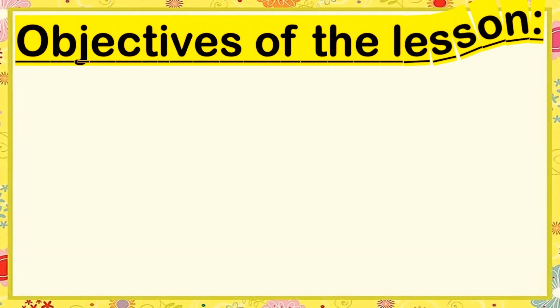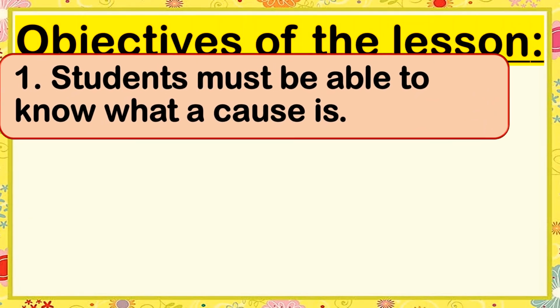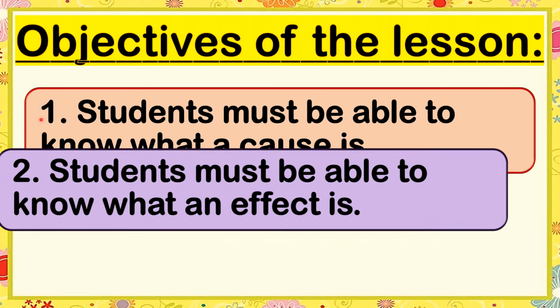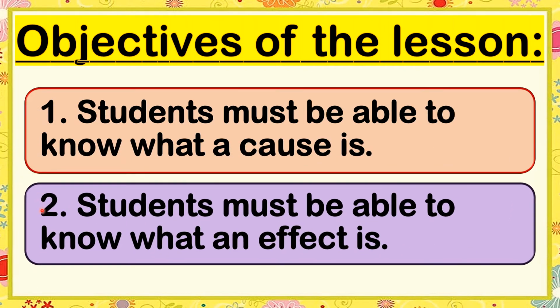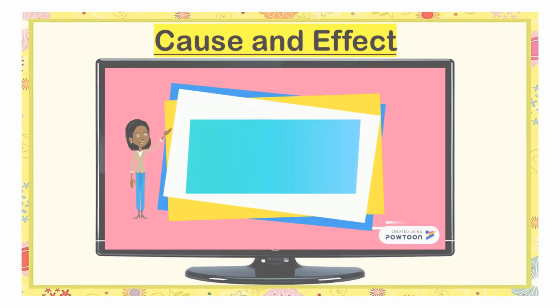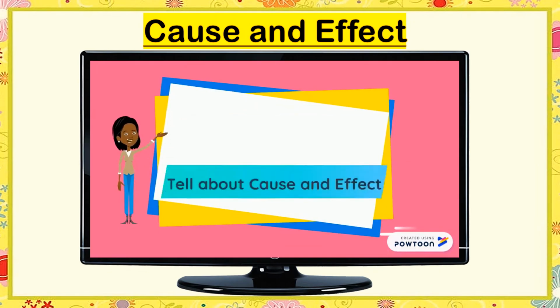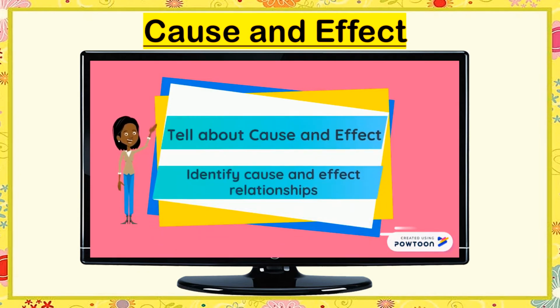Class, for this week, the objectives of the lesson are the following. The first one, students must be able to know what a cause is. And the second one, students must be able to know what an effect is. So cause and effect, there is a relationship between these two words, and that is what we are going to talk about. You'll be able to tell about cause and effect and identify cause and effect relationship.